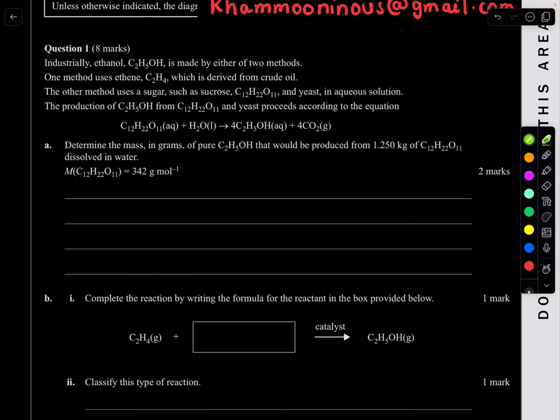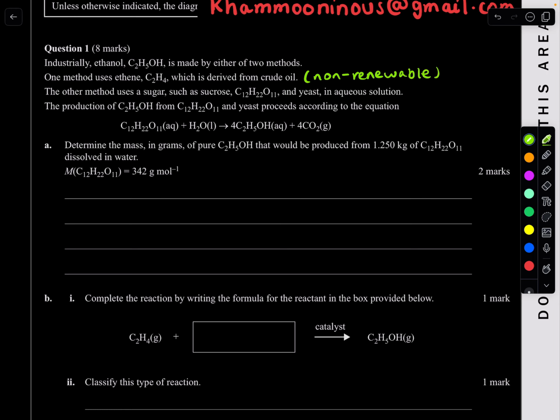Question 1. Industrially, ethanol is made by either of two methods. One method uses ethene, which is derived from crude oil. Straight away, when you derive something from crude oil, it is non-renewable. We know straight away it is non-renewable.